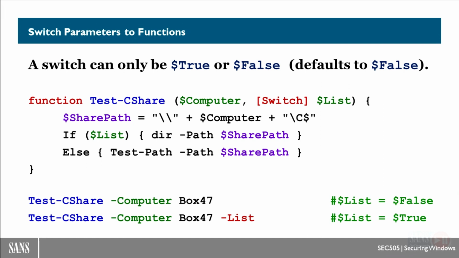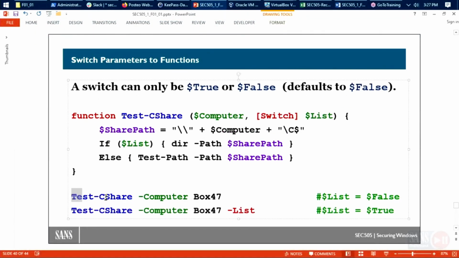Now here's another new trick. At the bottom, I've got a function called testcshare. It has the computer parameter, and I'm passing an argument. It's the name of a remote machine, box 47. But notice that the second time I call the function, I've got another parameter, but hey, where's the argument? The list parameter, there is no argument after it. It's just kind of hanging there. Well, that list parameter is a special type of parameter. It's called a switch parameter.